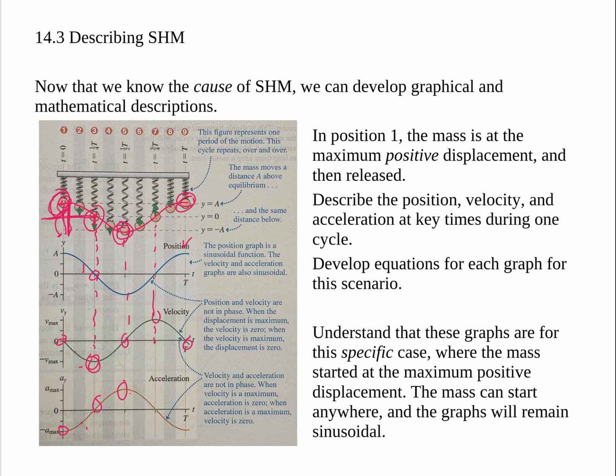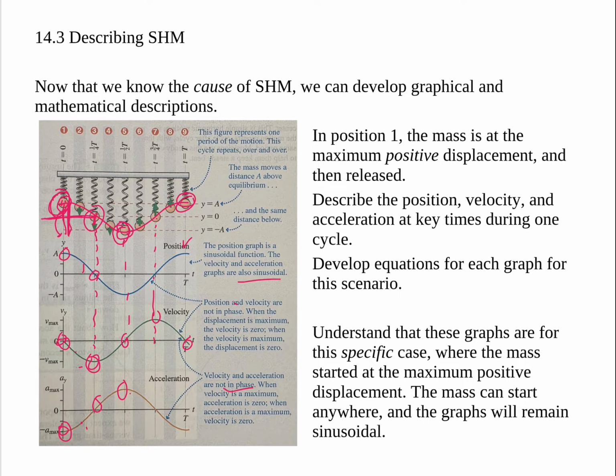So basically what's happening here is these graphs are out of phase a little bit. When the position is at its maximum, the velocity is at a 0, and the acceleration is at the opposite maximum. They're out of phase by like 90 degrees or something, okay? So that's what this is talking about here. The velocity and the acceleration graphs are also sinusoidal, but the position and velocity are not in phase, and the acceleration is also not in phase, okay? So they're all slightly out of phase with one another. Okay, so position 1, the mass is at the maximum positive displacement.